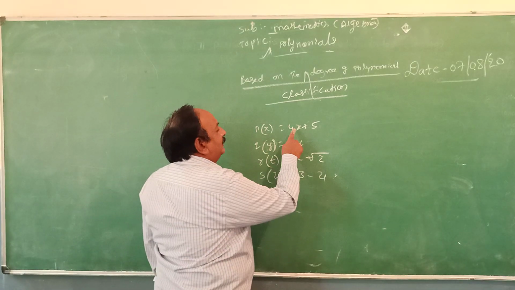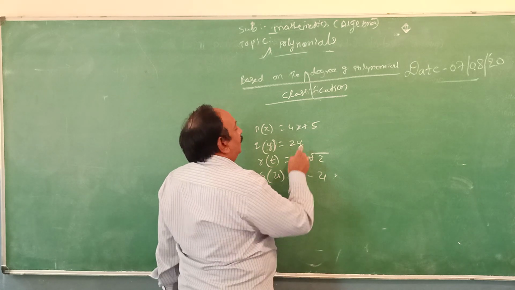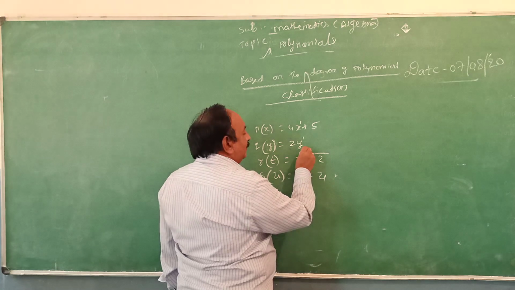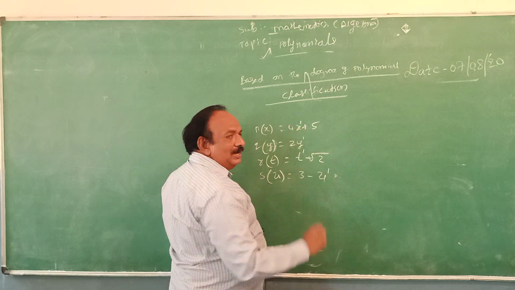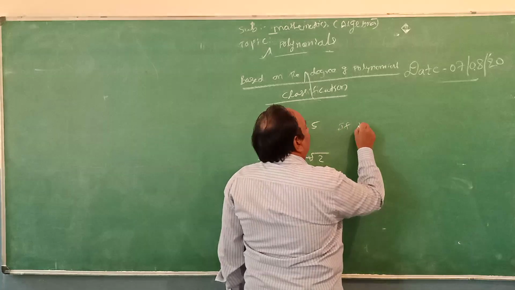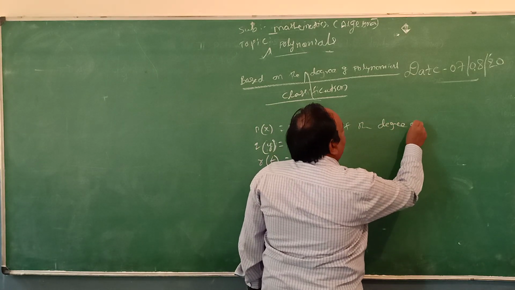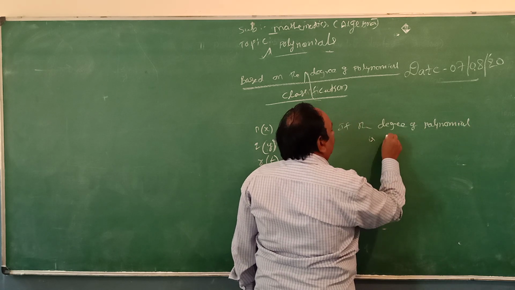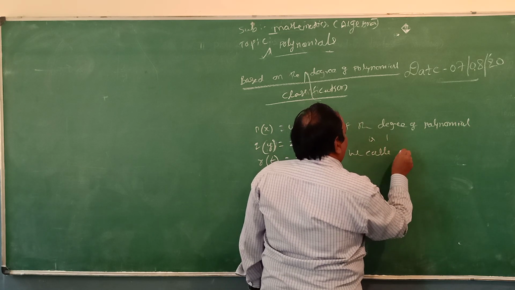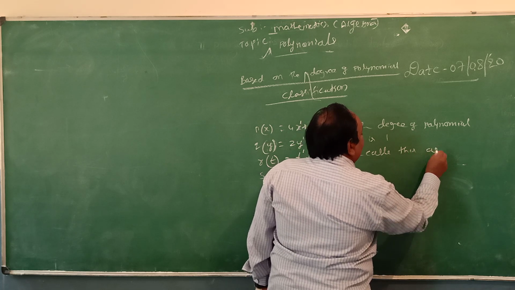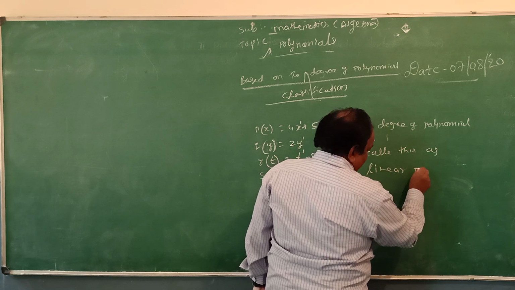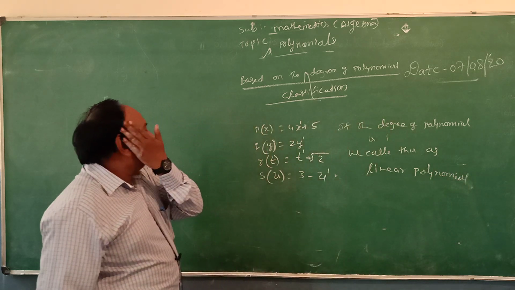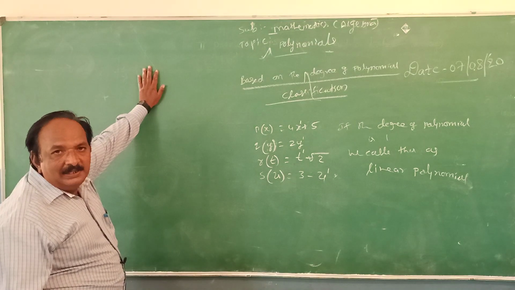Then what is the degree of the polynomial? What is the degree here? 1. What is the degree here? 1. What is the degree here? 1. What is the degree here? 1. If the degree of the polynomial is 1, we call it a linear polynomial.